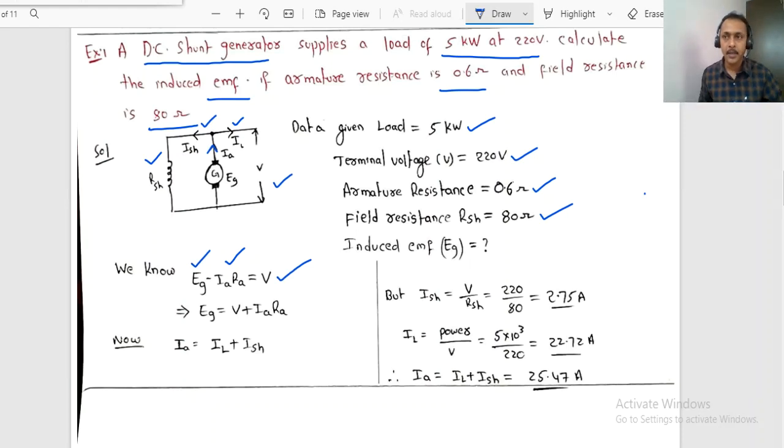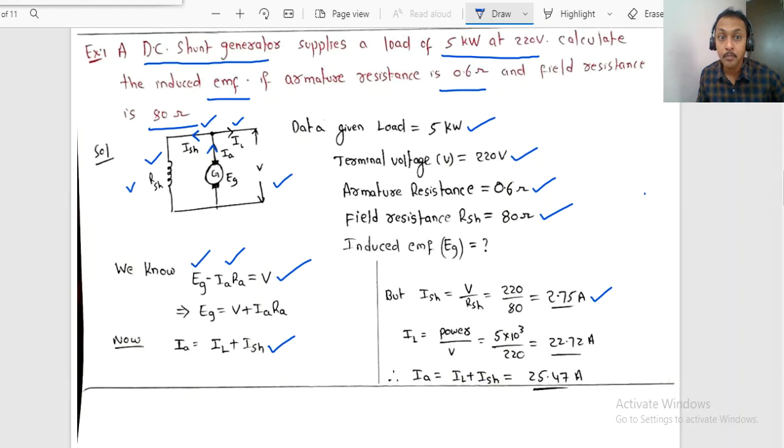If you apply KCL at this node point, the entering current IA equals IL plus ISH. But what will be the current flowing to this field winding? The voltage across this winding is V. ISH equals V divided by RSH. V is given as 220, divided by 80. Therefore, 2.75 amps flows to the field winding.